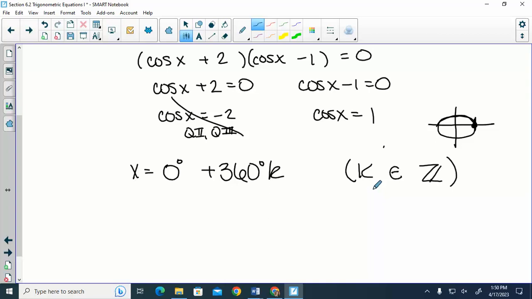Would you have to leave this as 0 plus 360k? No, 0 plus anything is itself, so you could just write 360 degrees k. Every multiple of 360, cosine is going to equal 1. So as long as you have an equivalent form, that's fine.